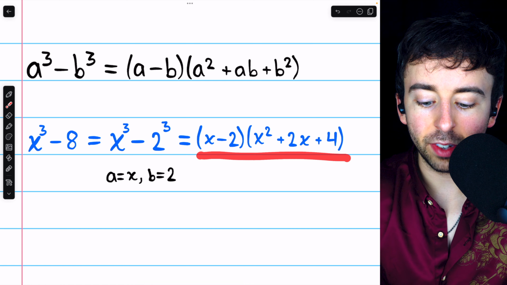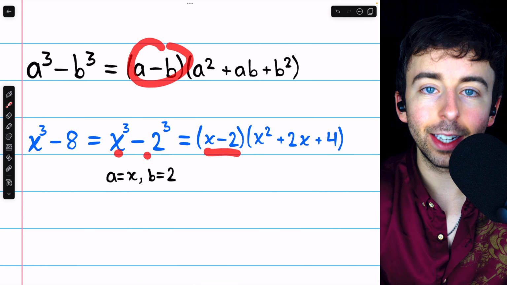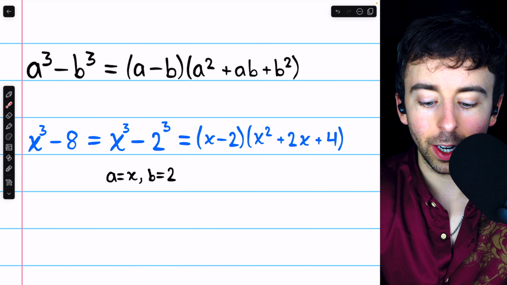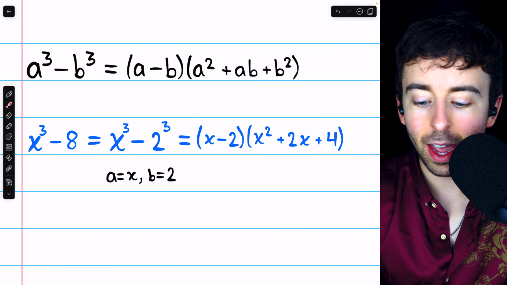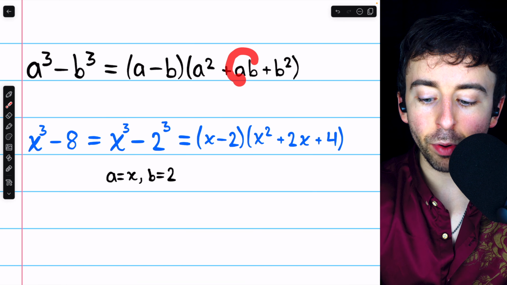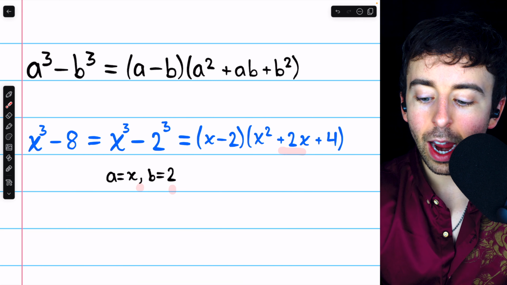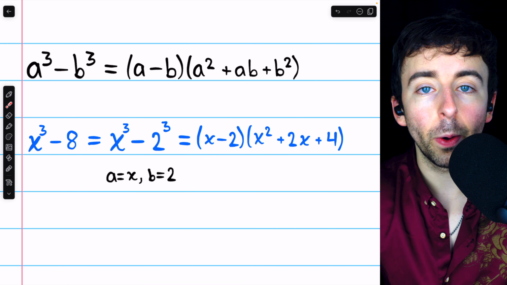And that's the factorization. We have a minus b, which in this case is x minus 2. That's the difference of the two things being cubed, right? It's x cubed, 2 cubed, so we start with x minus 2. And then we have a squared, so that's x squared, plus the product of the two things, a and b, so 2 times x, and then plus b squared, which in this case is 2 squared, so 4.